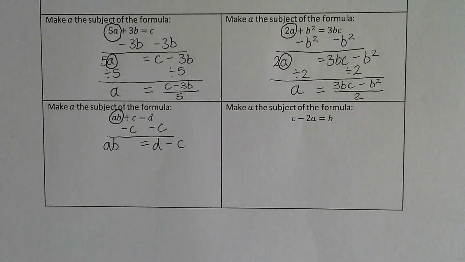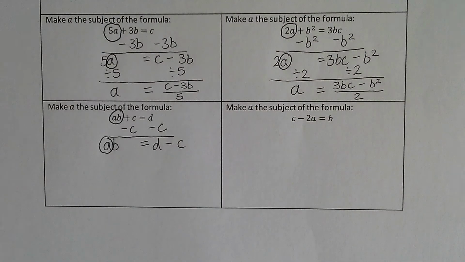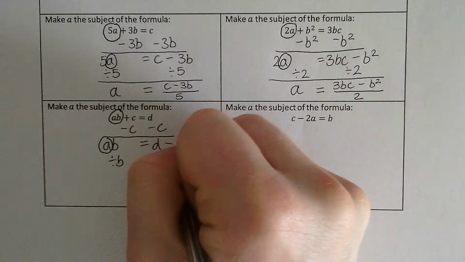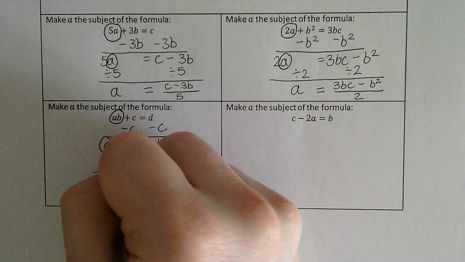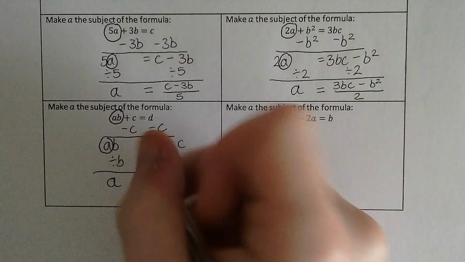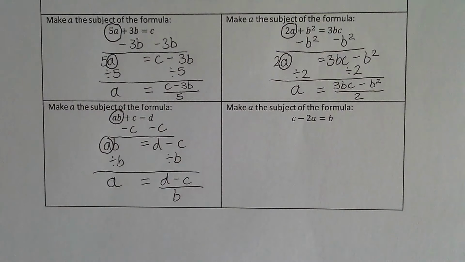The equal sign drops down, and d take away c is written as d take away c, as they are not like terms. We now need to isolate the variable of a, so we need to get rid of the multiply by b. So we divide both sides by b. ab divided by b is just a. The equal sign drops down. And again, we need to write this as a fraction because we have multiple terms that we're dividing by b. So we have a equals d take away c all over b.